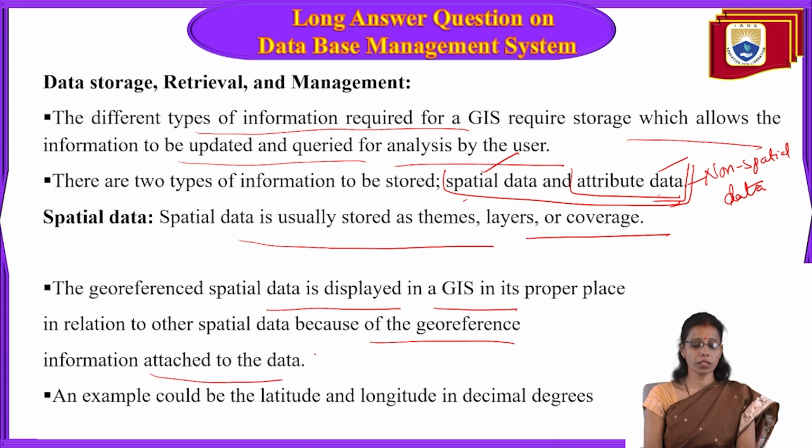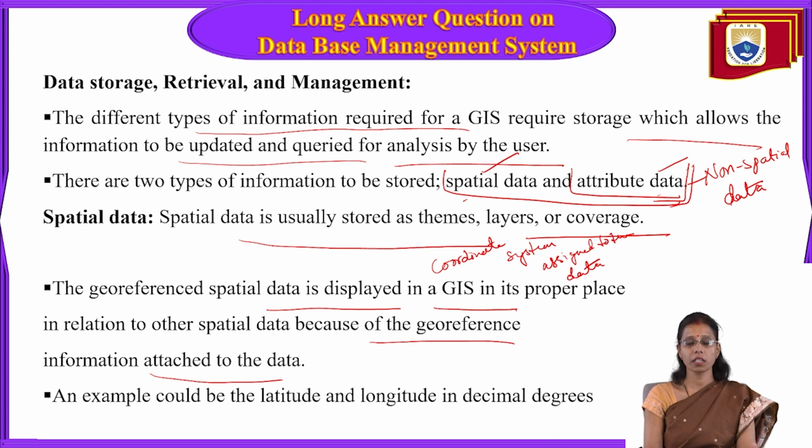So what is georeferenced data? Georeferenced data is data which has a coordinate system assigned to it. A coordinate system assigned to the data is what makes it georeferenced, where you can assign the coordinates, assign the GCP points, run the process and georeference the data.